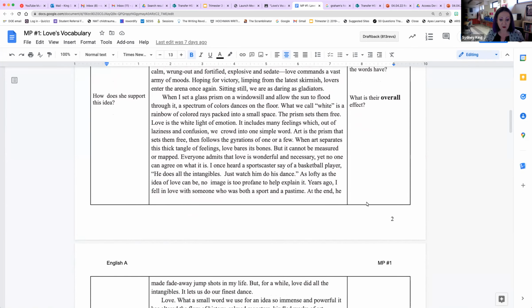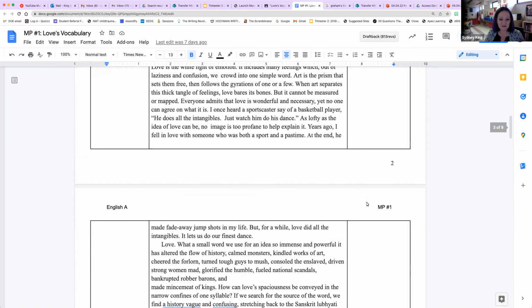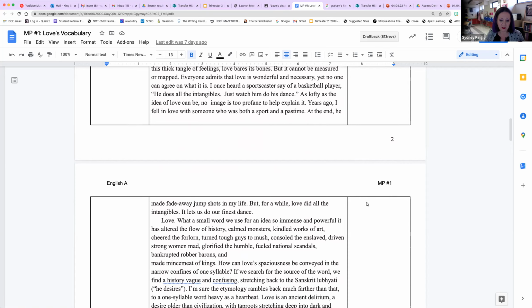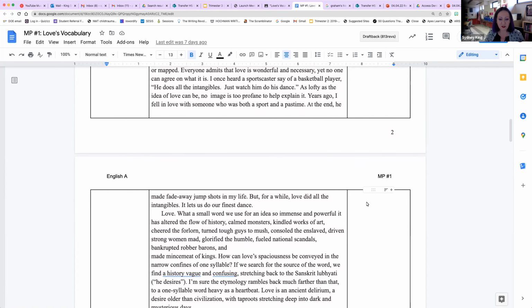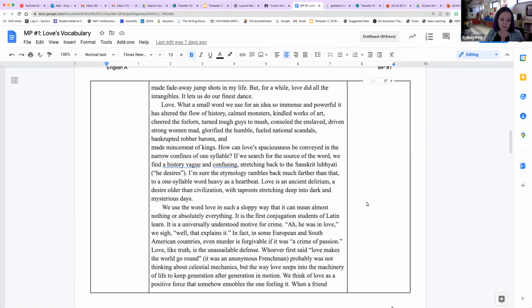Years ago, I fell in love with someone who was both a sport and a pastime. At the end, he made fadeaway jump shots in my life. But for a while, love did all the intangibles. It let us do our finest dance.